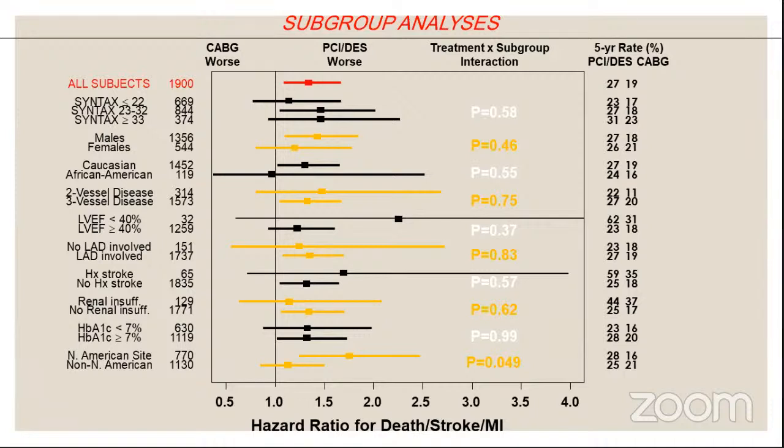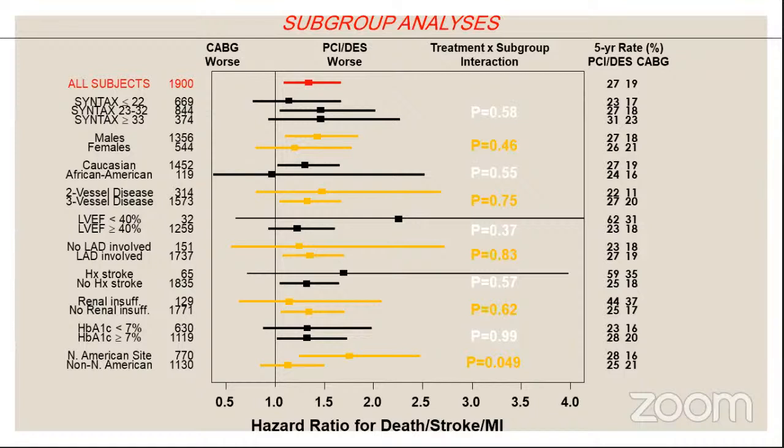So your interpretation of the effect of female gender on the outcome? Actually, I'm not sure about the difference, but I think in both genders, male and female, there was an increased rate of developing events with PCI versus CABG.